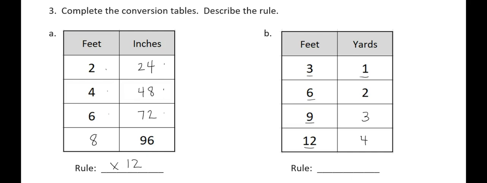So this time, when I'm starting with my feet and going to my yards, I'm dividing by 3 each time to get the number of yards. 3 divided by 3 is 1, 6 divided by 3 is 2, 9 divided by 3 is 3, and 12 divided by 3 is 4. So that explains why we're dividing on this table instead of multiplying.